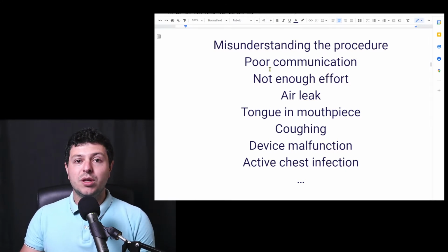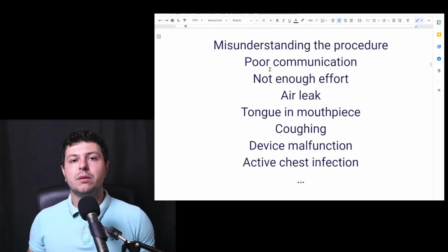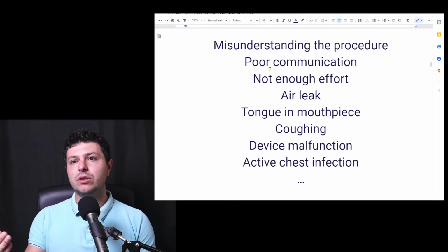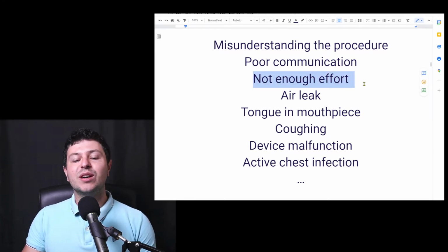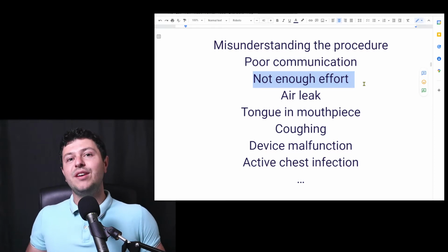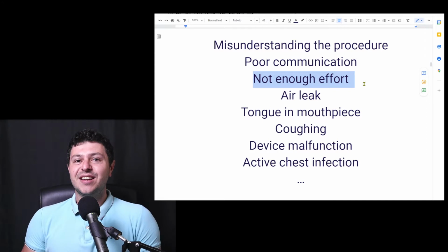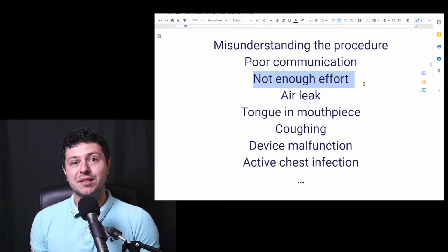Then poor communication, obviously. If the person who's guiding you through the spirometry procedure is not explaining things properly, you will not be able to do it right. So you need to have a good relation with the person who is guiding you through the procedure. Sometimes most patients struggle with this. You have to put a lot of effort into it. You have to blow as hard as you can. So that can sometimes be tricky for some patients who are worried. They may be a little bit embarrassed sometimes to do it.